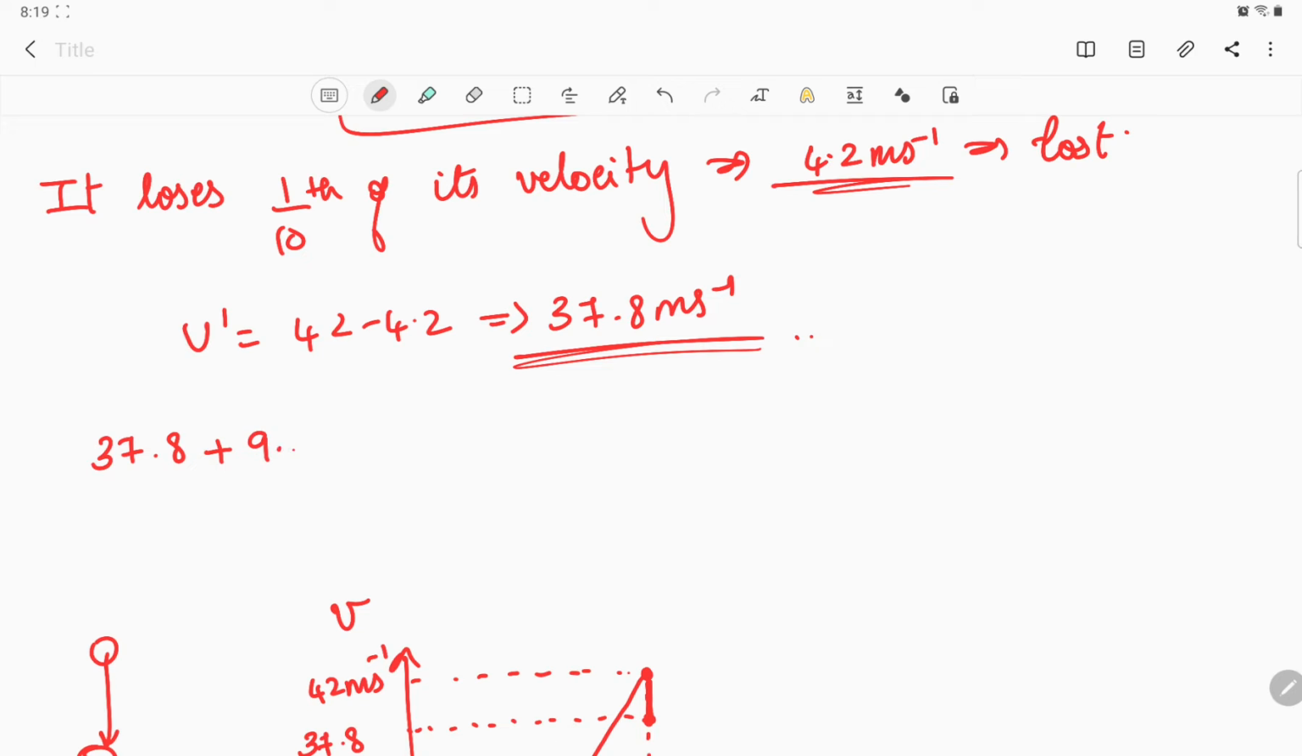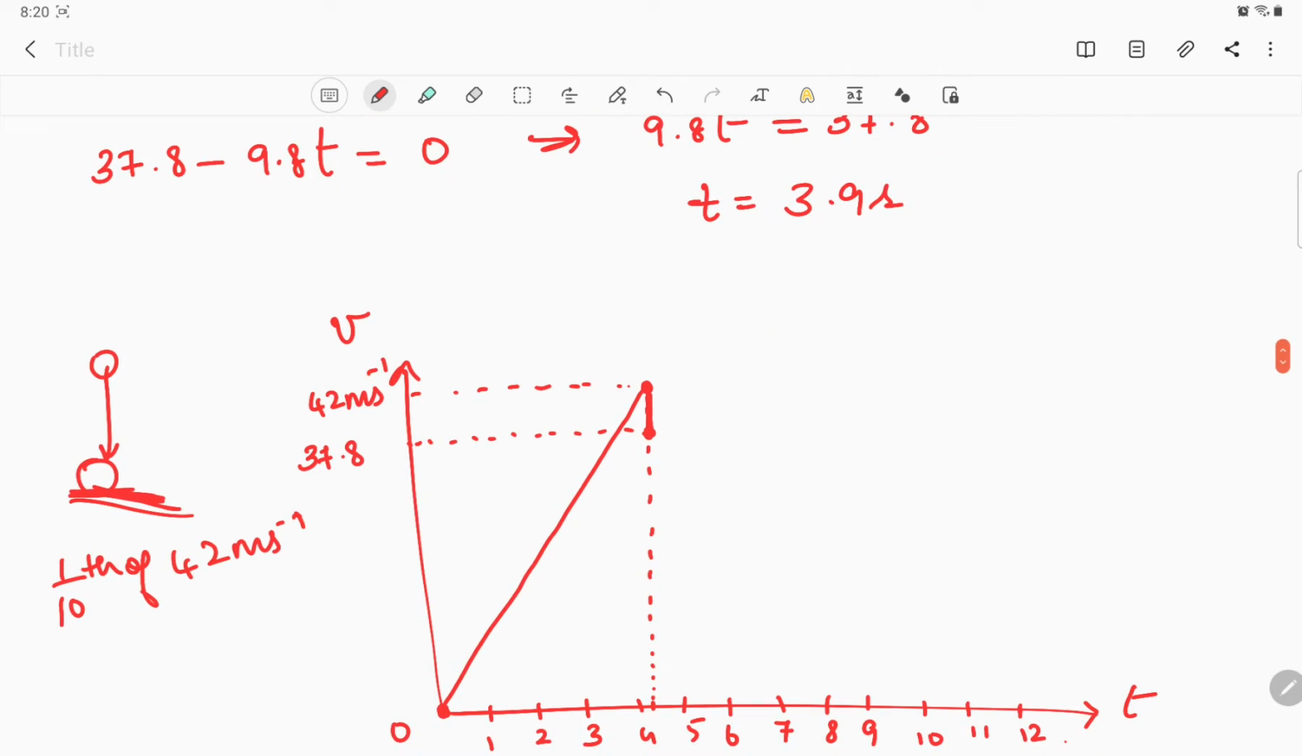What is g here? 9.8 into t is equal to final velocity. So final velocity is equal to 0, right? And since the object is going upwards, we can take acceleration due to gravity to be negative. So from this we can write 9.8 t is equal to 37.8 and t is going to be 3.9 seconds. Okay, so from the ground, the ball is going to take 3.9 seconds to come to rest, that is, to come to the maximum point.